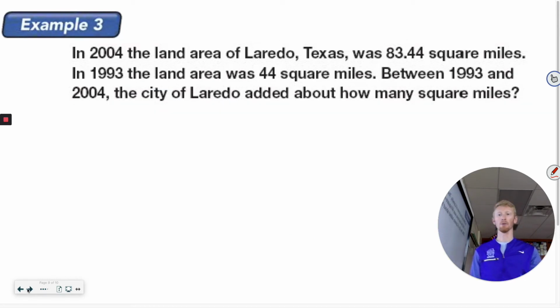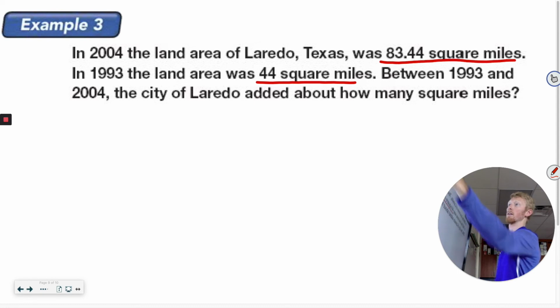All right, example 3. In 2004, the land area of Laredo, Texas was 83.44 square miles. In 1993, the land area was 44 square miles. Between 1993 and 2004, the city of Laredo added about how many square miles? So it goes from 44 square miles, and then we have 83 square miles. So how much did it add, it's saying? Be careful, that doesn't mean I'm adding. I need to find the difference to see how much it changed.